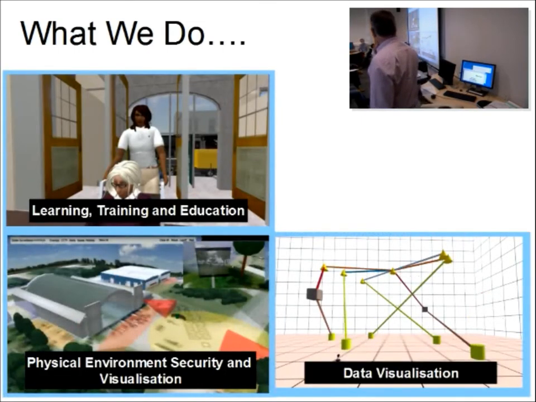What we do as a company broadly breaks down into three areas. We keep trying to change and reduce the numbers, but new things keep popping up. Data visualization, we'll talk a lot more about. So learning and training. The screenshot there is from a project we did a couple of years ago for the City of New York for training their emergency managers how to deal with a hurricane and how to take a school in New York and turn it into a refugee center.